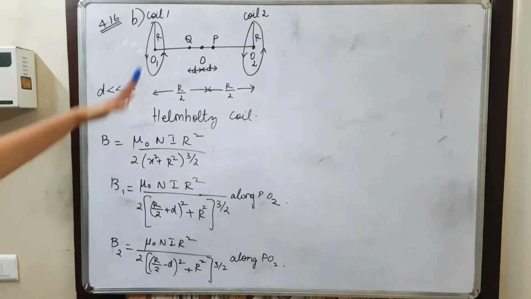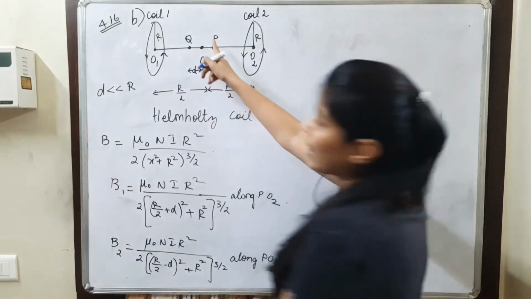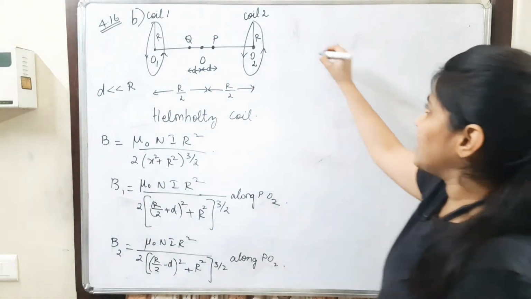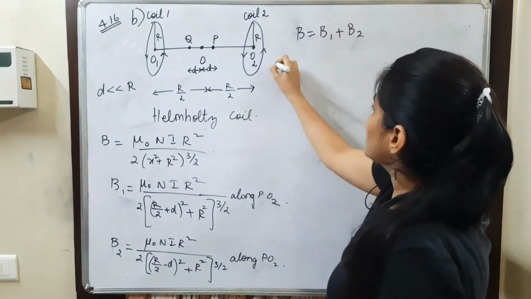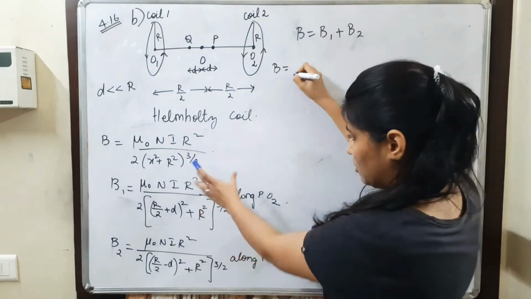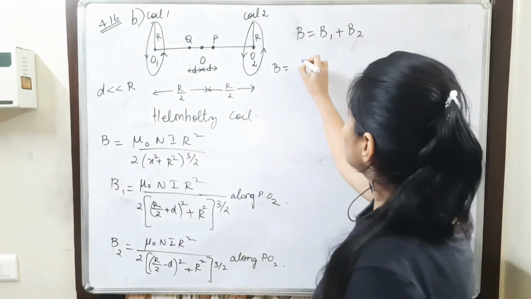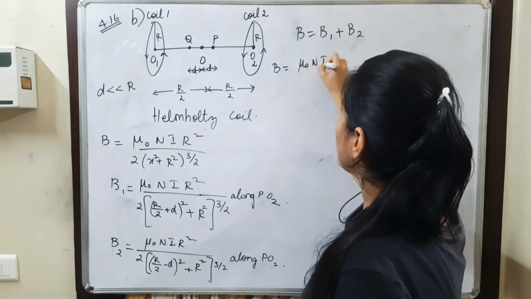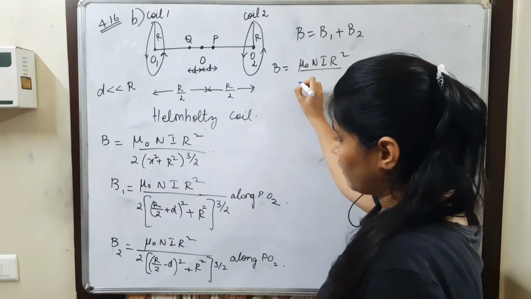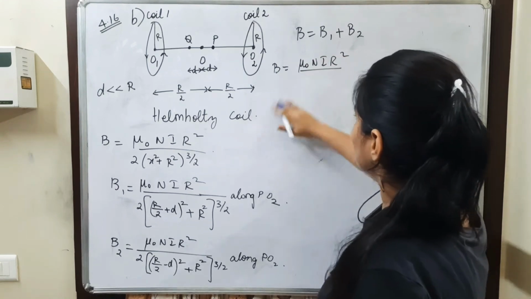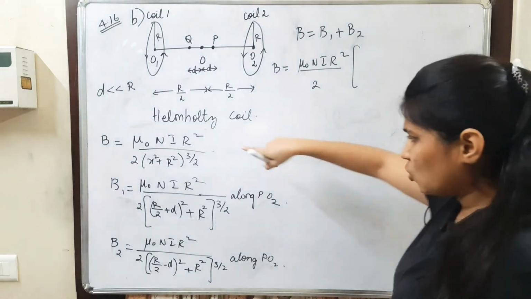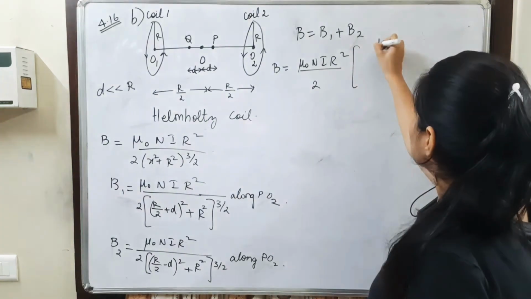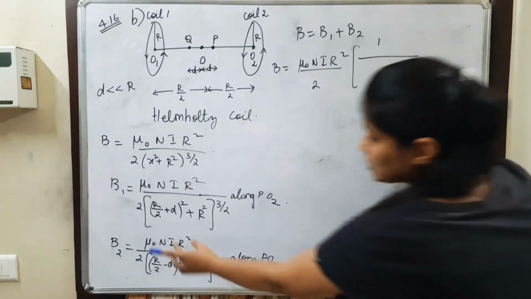So at point P, we will add these two magnetic fields. That will be the total magnetic field at point P. The total magnetic field is B1 plus B2. We can take the common terms outside: mu naught N I R square divided by 2, taking the 2 common. Then here we have 1 divided by this term, and we expand this term.